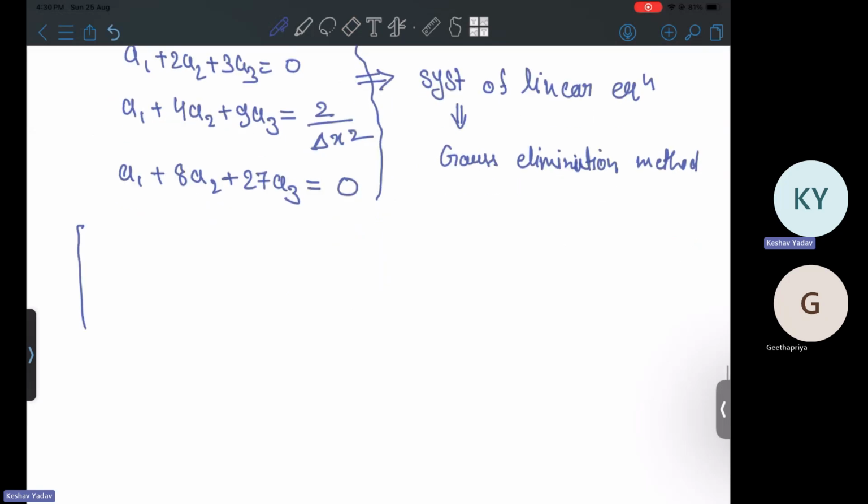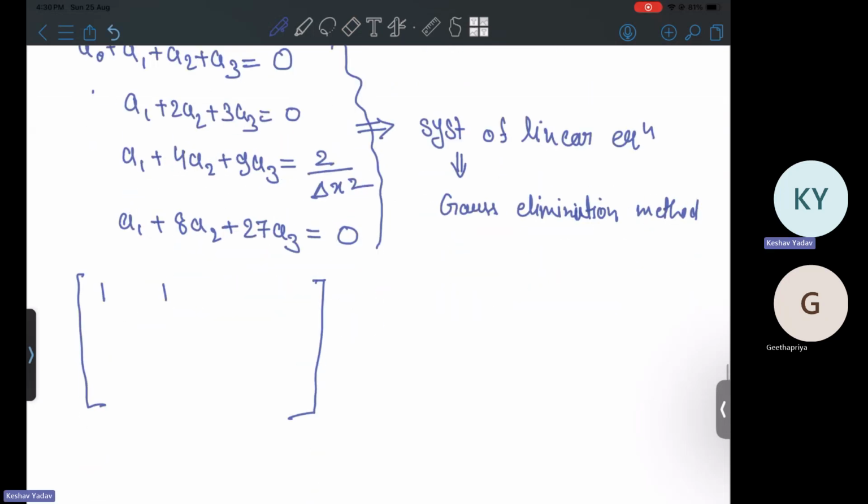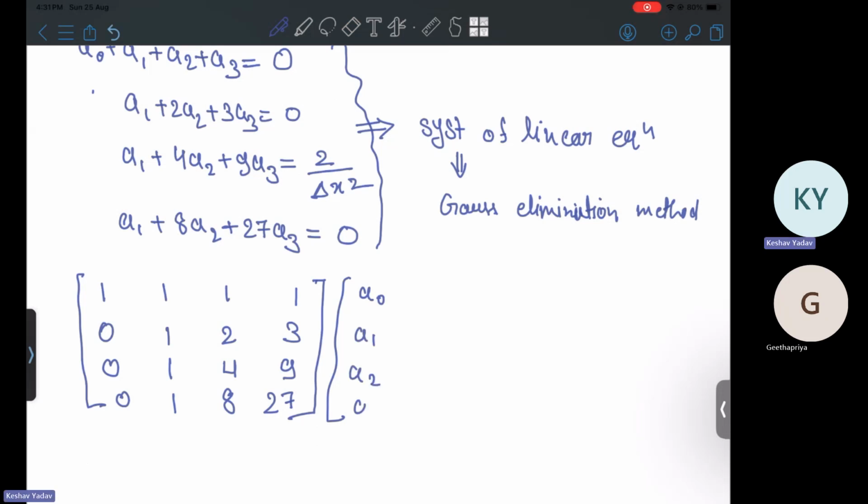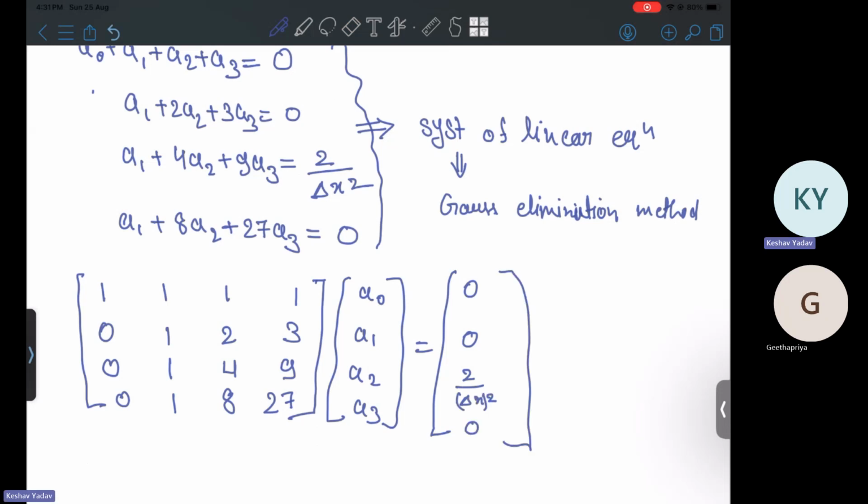Okay. So if I write this in matrix form, what I will get? 1, 1, 1, 1, 0, 1, 2, 3. Okay. 0, 1, 4, 9, 0, 8, sorry, 1, 8, 27. What are the unknowns? A0, A1, A2, A3. In right hand side, what we have? 0, 0, 2 upon delta x square, 0. Okay. This is what we have.